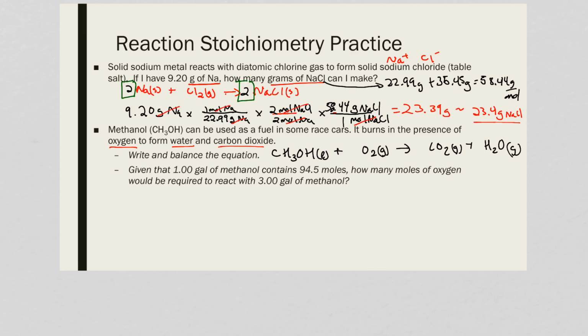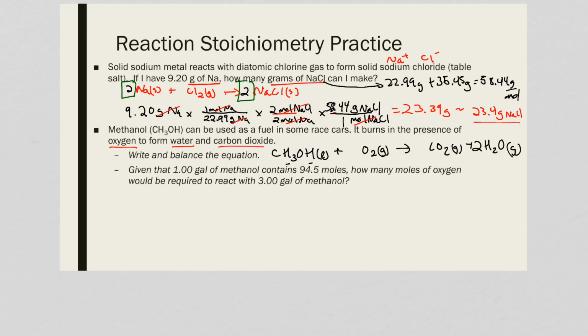So let's balance. So carbon, 1 and 1. Hydrogen, now we've got to be careful here. I have 4 hydrogens here: 3 here, 1 here. So I have 3 and 1, so I have 4. So that gives me, I can put a 2 here.